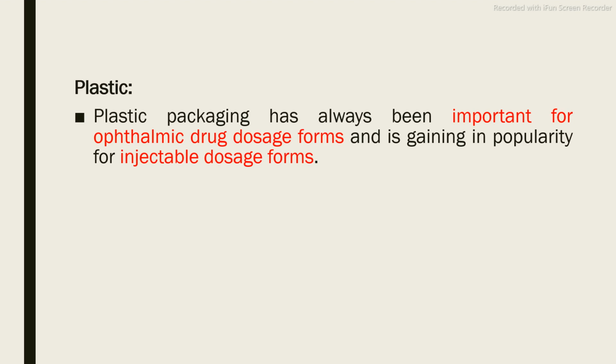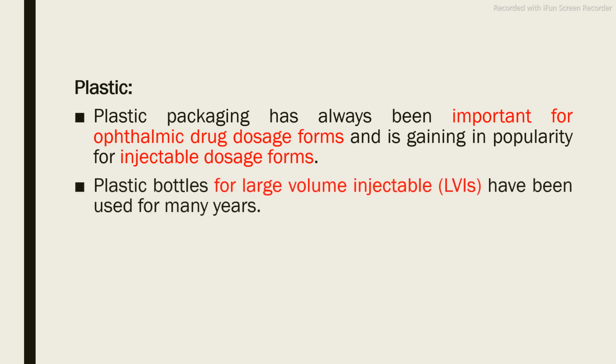If we have seen eye drops, mostly they are available in plastic because they are easy to squeeze. If you want to take one or two drops, just by pressing that container you can manage the number of drops you require. So that's why ophthalmic preparations are mostly available in plastic containers.